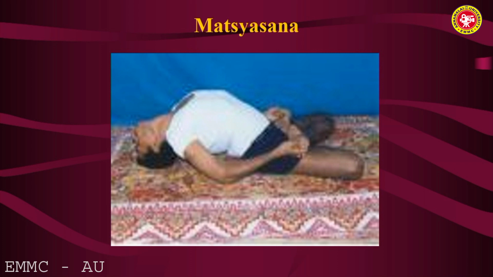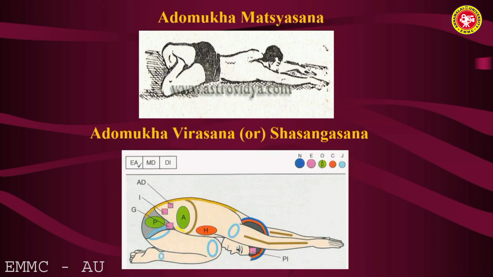It gives a backward stretch to the cervical, thoracic and lumbar regions of the spine, and it normalizes the function of the thyroid, pineal and adrenal glands. It is also good for asthmatic patients and other respiratory disorders. So this is also Sashangasana, then Adomukha Matsyasana.